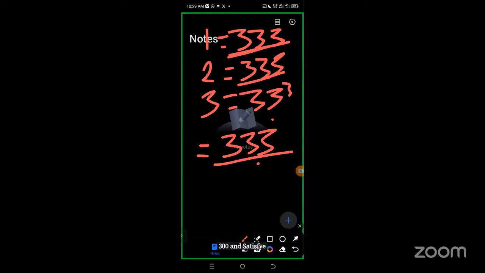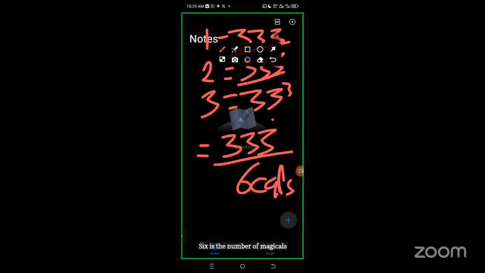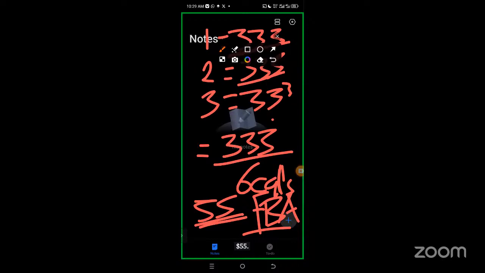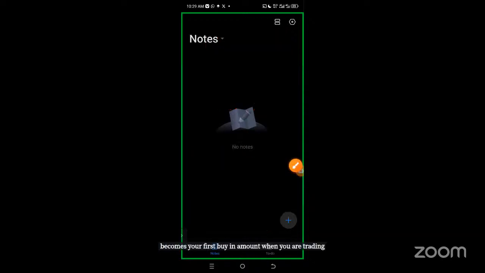333 divided by 6. 6 is the number of margin calls. When you divide $333 by 6, it is giving you $55. Therefore, $55 becomes your first buy in amount when you are trading with $1,000. I'm repeating for people to understand.